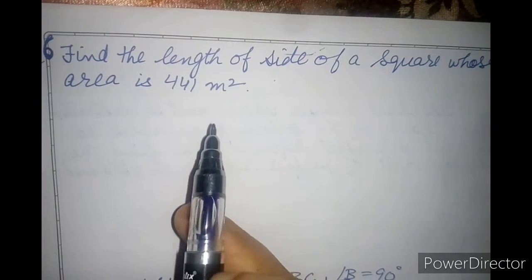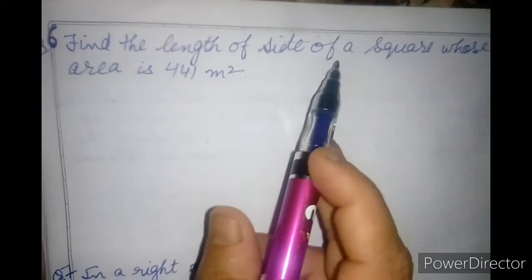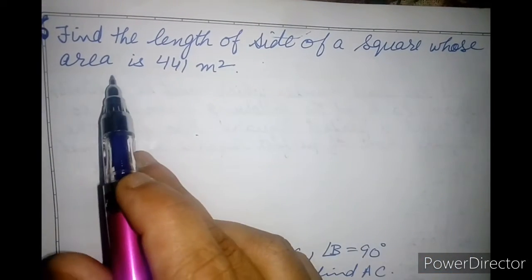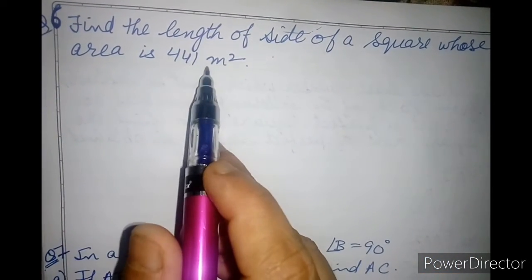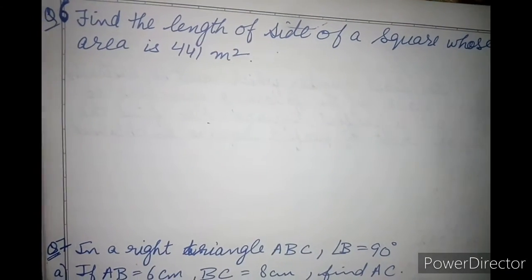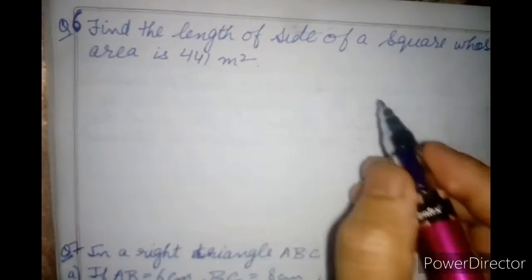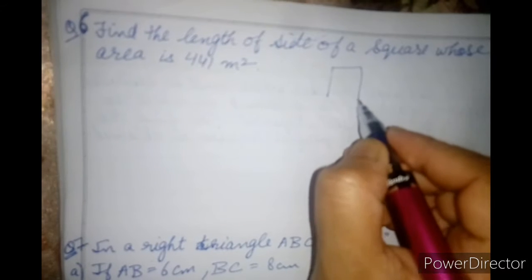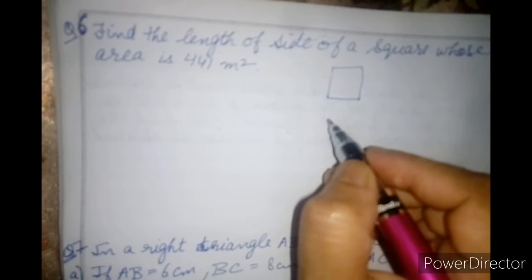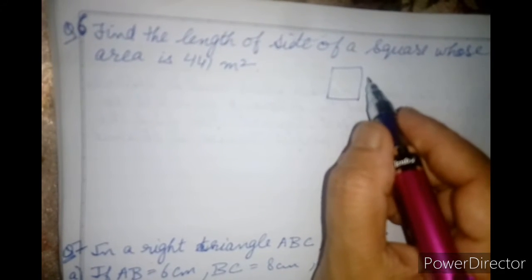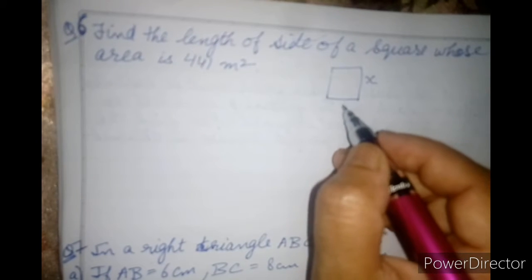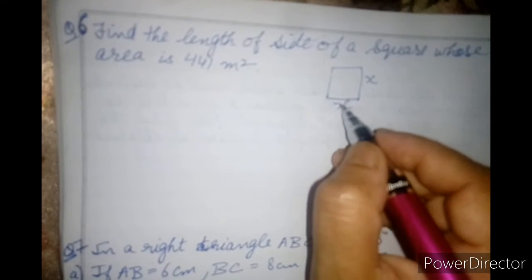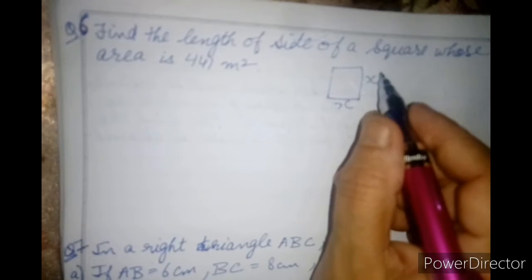Question number 6. Find the length of side of square whose area is 441 meter square. Now you know square, this is square, and area. If I take side equal to x, then area is x into x, side into side.